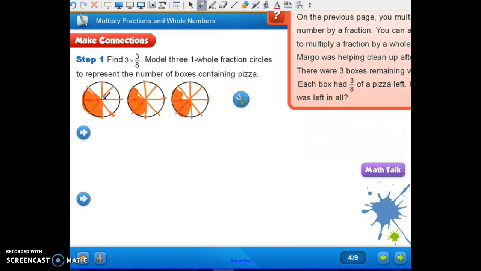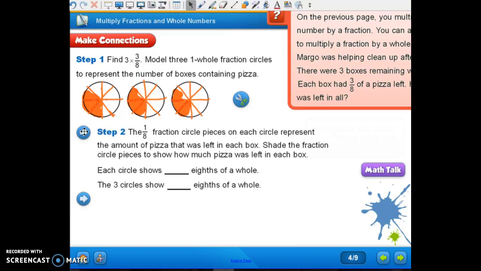It says find 3 times 3/8. Model 3 1-whole fraction circles to represent the number of boxes of pizza. Place 1/8 fraction circle pieces on each circle to represent the amount of pizza that was left in each box. Shade the fraction circles to show your model, which we did. Step 2. The 1/8 fraction circle pieces on each circle represent the amount of pizza that was left in each box. Shade the fraction circle pieces to show how much pizza was left in each box. Each circle shows 3/8 of a whole. The 3 circles show how many 8s? 3, 6, 9. 9/8 of a whole.